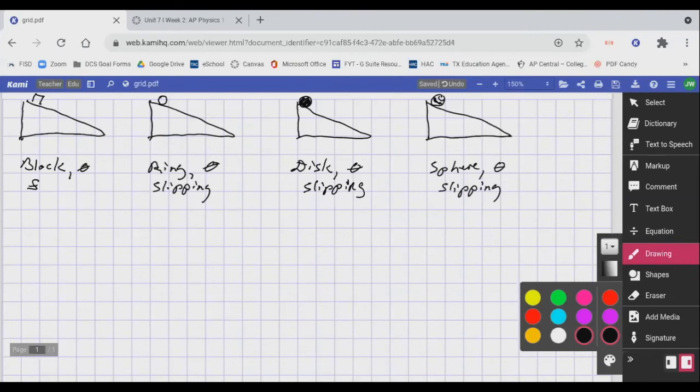Mr. Watley, what is the F again in the first diagram? Friction. Okay. Yeah, my little scripty F has been friction, but I'll go ahead and spell it out there.